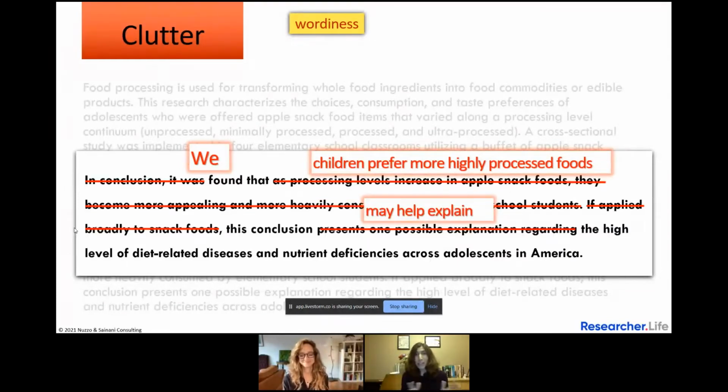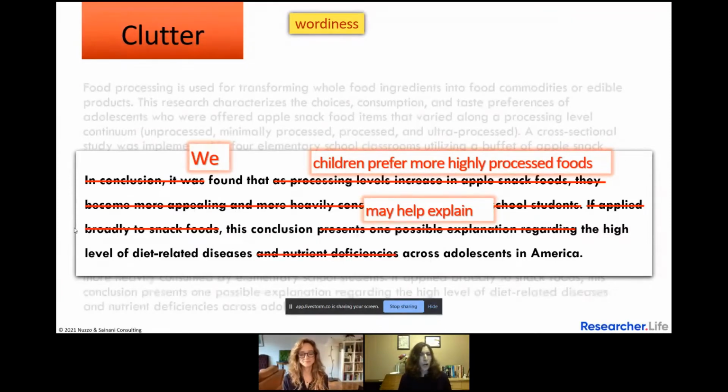So why use all these big words and extra words when you just mean may help explain? Notice that these words are not the important words of the sentence. This has nothing to do with the main findings of the study. This is just kind of filler words, so we want to keep them as short as possible. So we get, this conclusion may help explain the high level of diet-related diseases and nutrient deficiencies. Now, I don't know if you caught that, but there's a little bit of repetition there, right? To me, a nutrient deficiency is a specific type of diet-related disease, so we don't need both. We can just cut one of those.